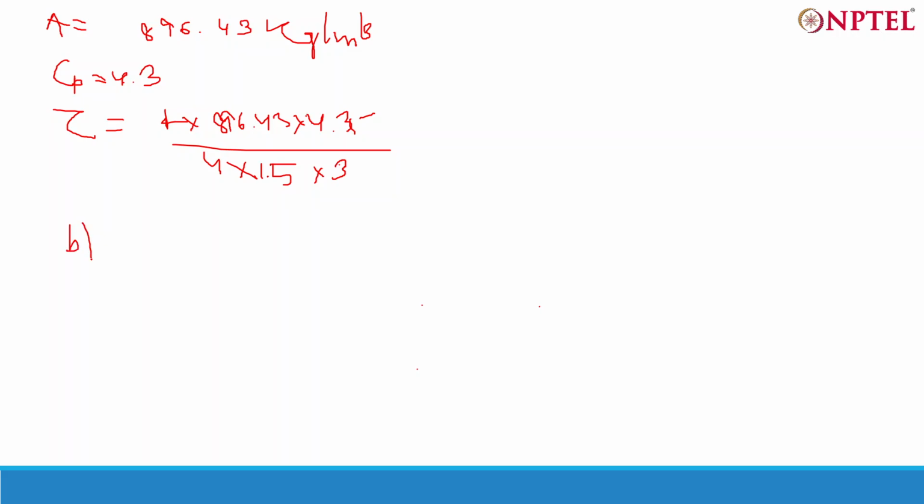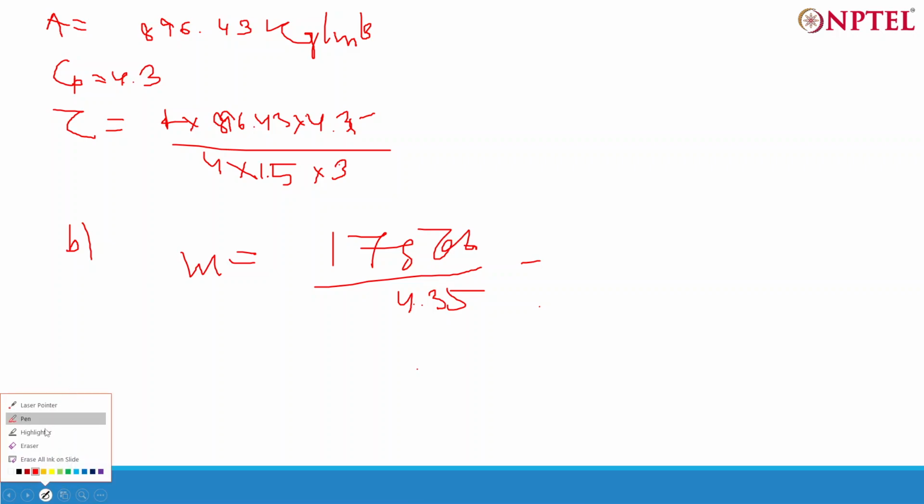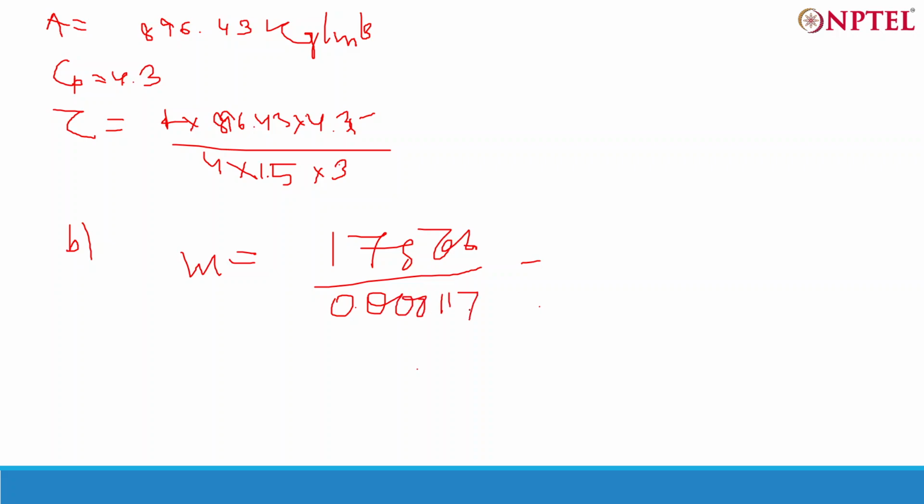Let me say total energy stored. So first thing is mass. So for mass, the volume is given. You need to divide it by the specific volume of water, 0.0001176 or something. So that comes out to be around 1.48 into 10 to the power 4 kg. Okay, so this much is the mass of energy store.